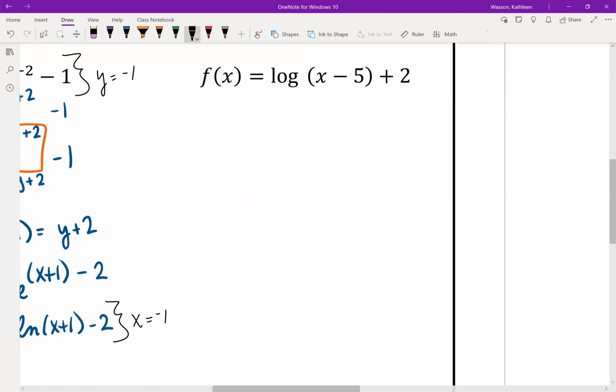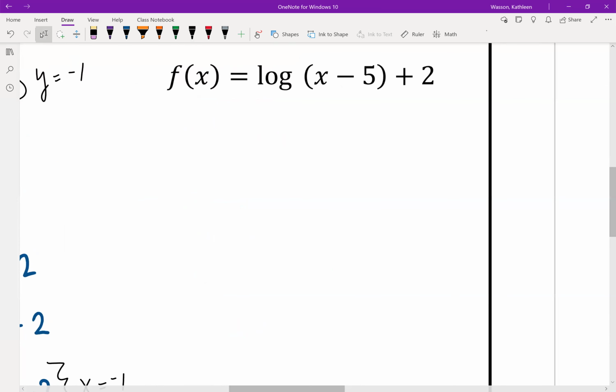Last example. I'm starting with the log equation. You can see there's no base. This is common log, so it's base 10. I'll trade out f of x for y: y equals log of x minus 5, plus 2. And then x and y trade places when I find the inverse.